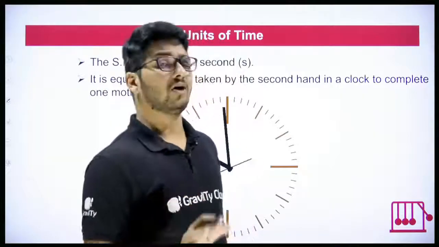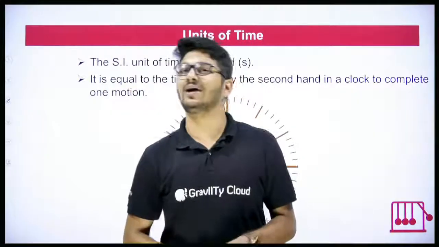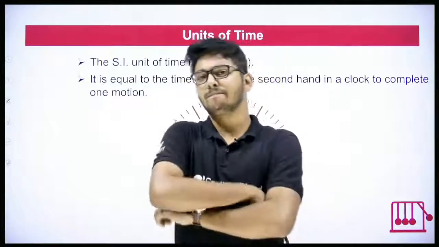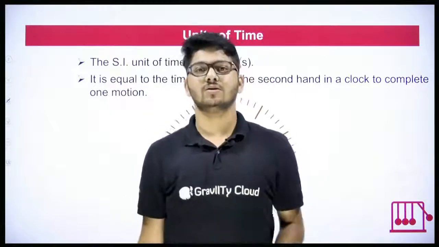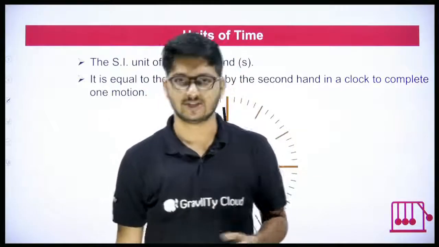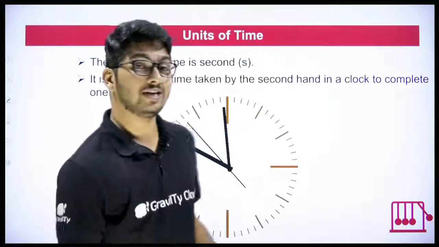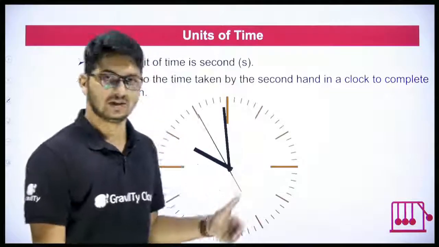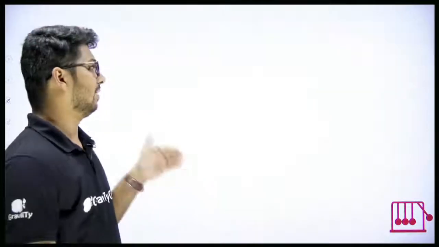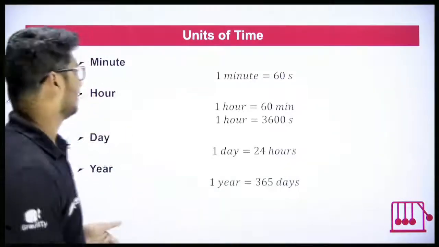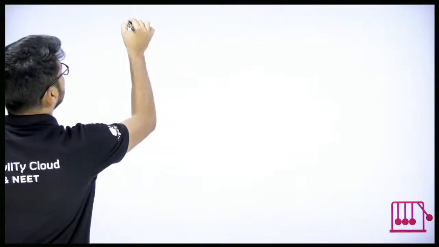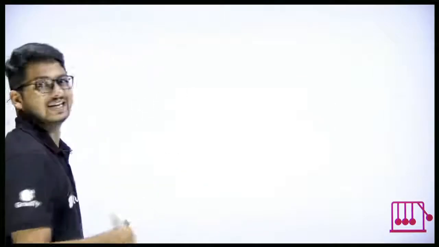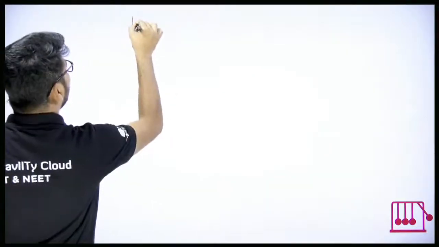Good. Now apart from second, do we have any other units of time? Everyone, do we use any other units? We have minutes, we have hours, yes or no? We have days, we have years, we have many such things. So let's go into all of them one by one. Here you can clearly see them. We talked about second. Second is the SI unit. But again we have other units.